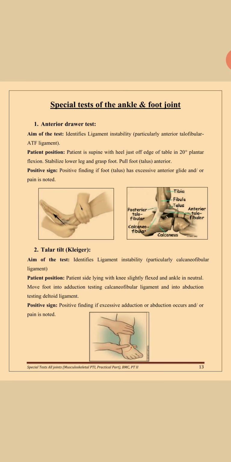Talar tilt, Kleiger. Aim of the test: identifies ligament instability, particularly of the calcaneofibular ligament. Patient position: patient side lying with the knee slightly flexed and the ankle in neutral. Move the foot into adduction, testing the calcaneofibular ligament, and into abduction, testing the deltoid ligament. Positive sign: the positive finding is if excessive adduction or abduction occurs and/or pain is noted.